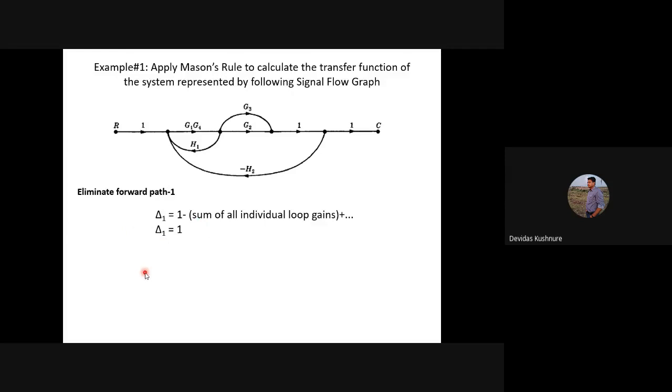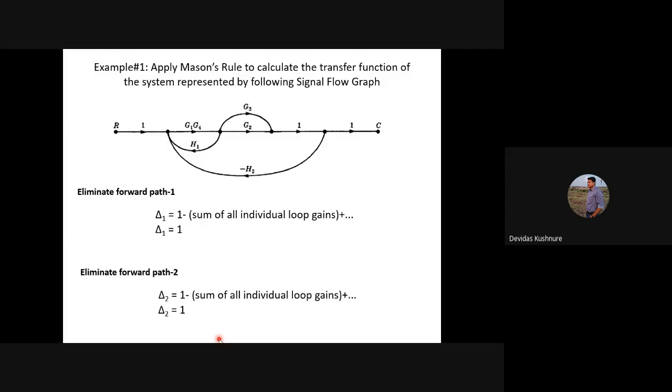Now likewise we have to calculate delta 2. Consider path 2, which is like this, G3 and up to C. In this case, we have to check whether there is any loop which is not touching this path. Again, all the loops are touching here. So all the loops are touching the second path as well. So it is 1 minus 0, and delta 2 is also 1.